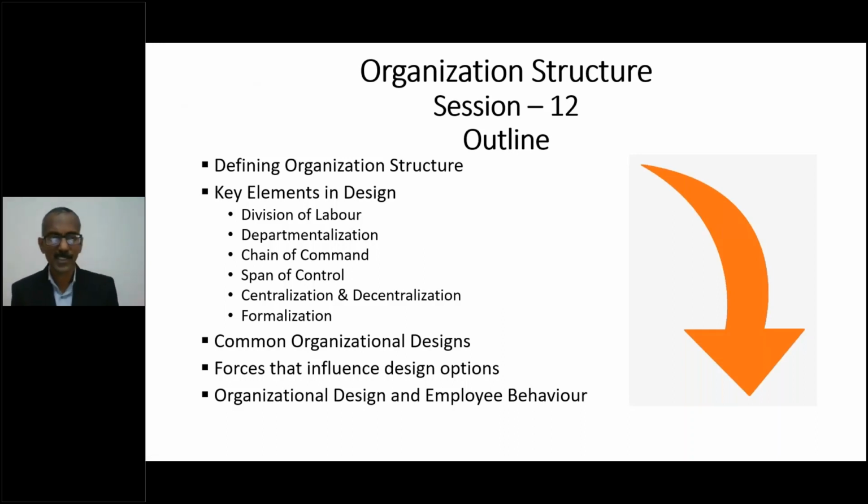So this is the chapter outline. As usual, we start by defining organization structure. And what are the various key elements when you design your organization? What are the essential elements that you should take care of? There are six major elements that we should consider. So we take up all the six elements. Then we move on to common organizational designs. What are the popular organizational designs? Then we should understand what are the forces that influence design options. Then finally, our core part, how organizational design is associated with employee behavior. So this is the chapter outline.